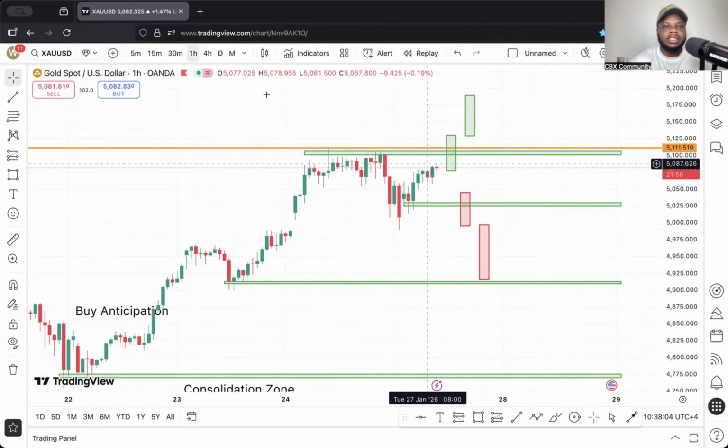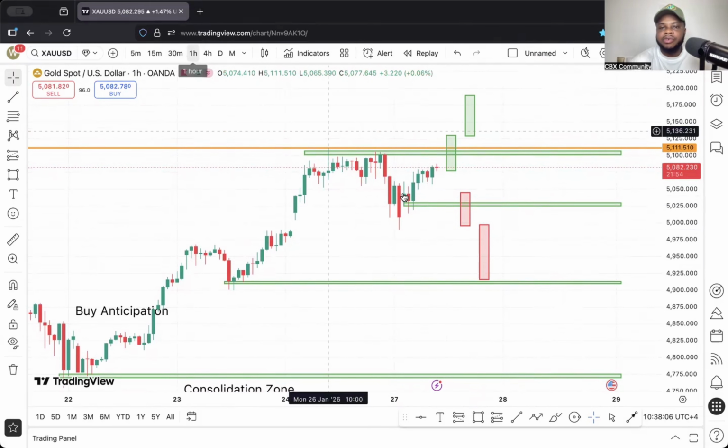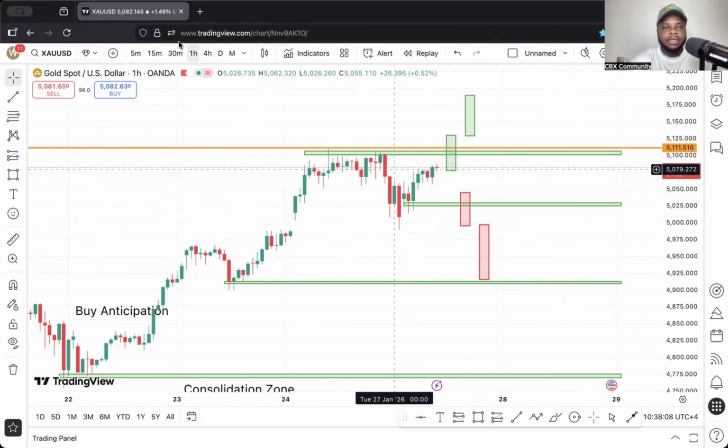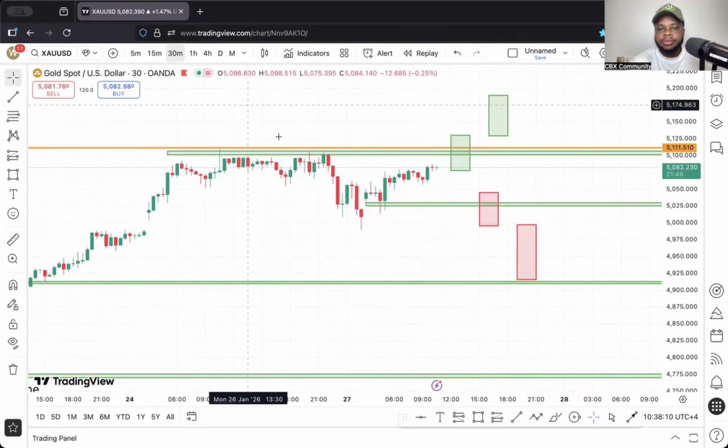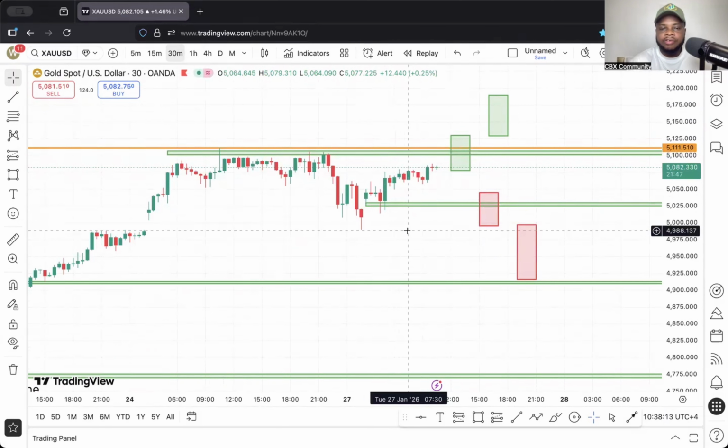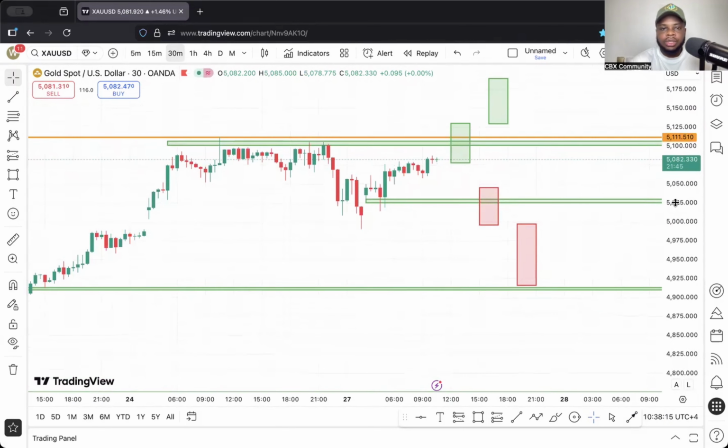So let's go to the 30 minutes time frame so that we'll have a clear view of this consolidation zone. Looking at the condition of the 30 minutes market structure, our resistance zone is active, our support zone is active. Like I told you guys, this support zone has been broken because this candle closed below this support zone and this candle broke the low of this bearish candle over here.